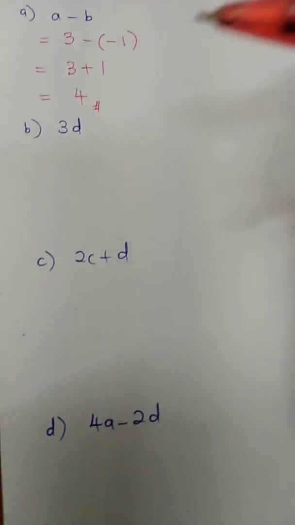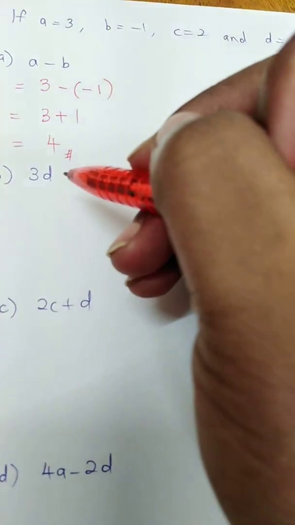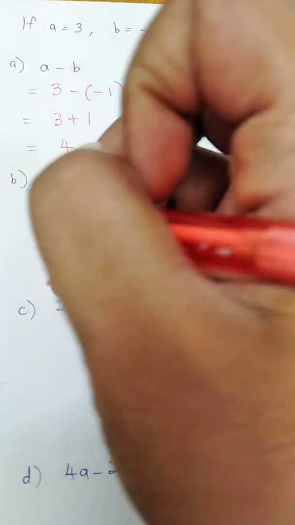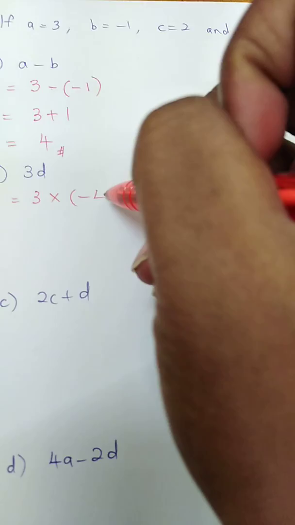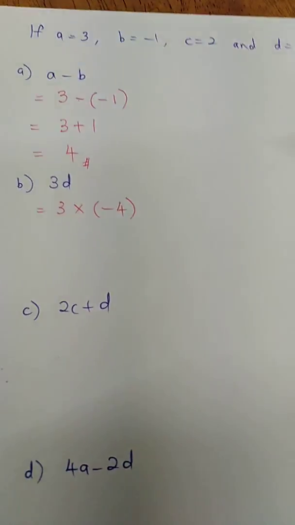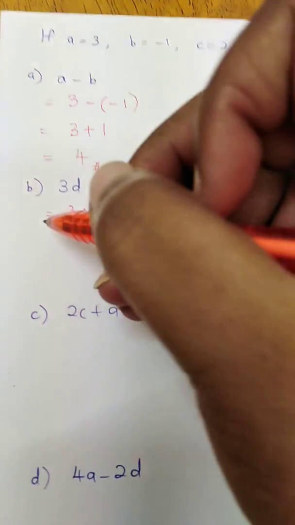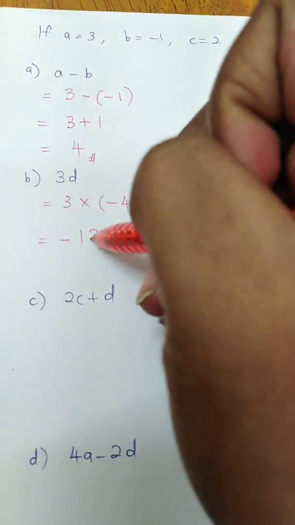Now for the following question, we have 3D. 3D means 3 times D. Alright, so you're given 3 times, your D is -4. As I've said, please put the negative numbers in brackets. So 3 times -4, your answer is -12.